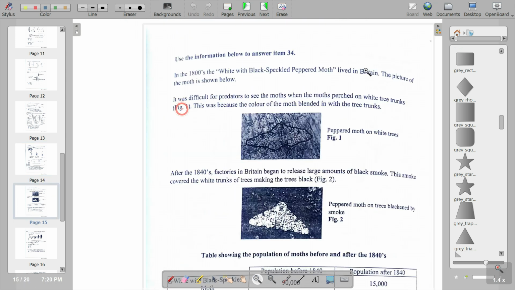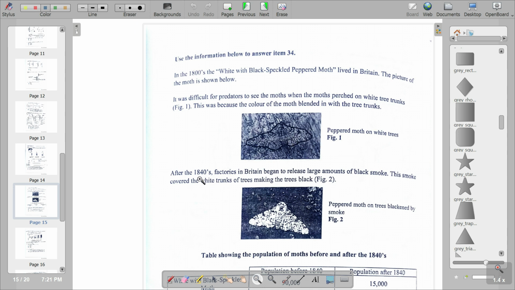All right, so let's get this bigger. Use the information below to answer item 34. In the 1800s, the white with black speckled peppered moth lived in Britain. The picture of the moth is shown below. It was difficult for predators to see the moth when it perched on white tree trunks, which is in figure 1. This was because the color of the moth blended in with the tree trunks. So here's figure 1, peppered moth on the tree trunks, all blended in.